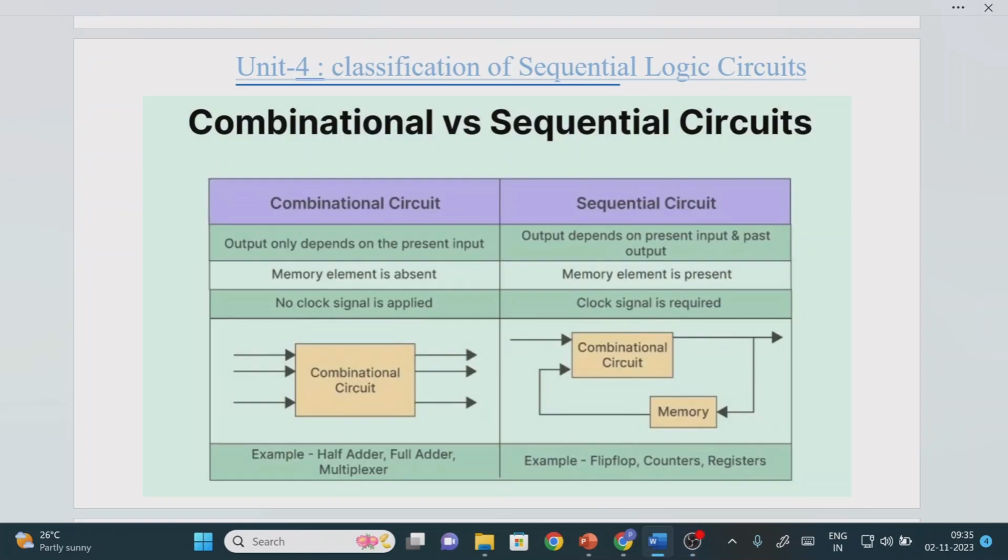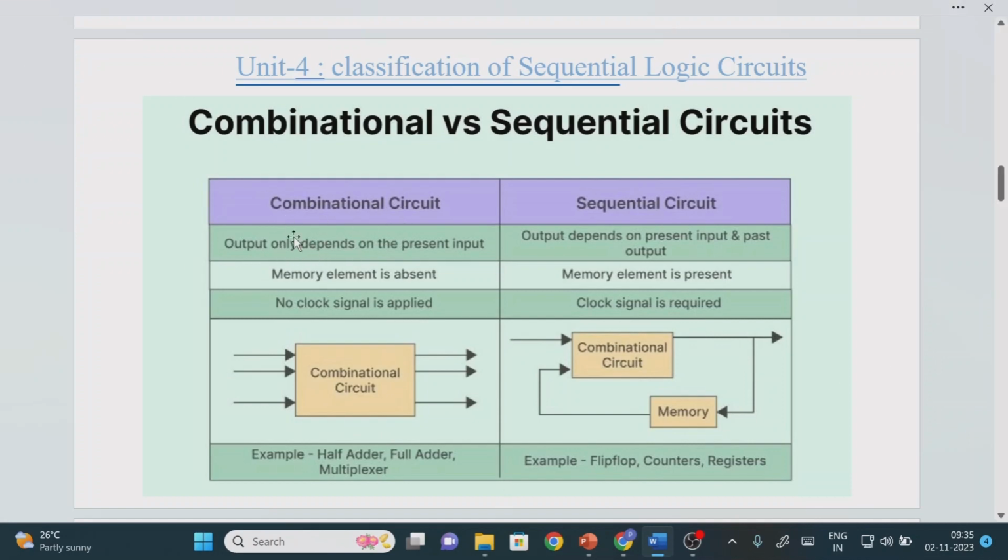Hello all, welcome back. In today's class, we are going to see the difference between combinational logic circuit versus sequential logic circuit. Later on, we'll see what the limitation of combinational logic circuit is and what the need is for going to the sequential logic circuit. If you observe here, we have the differences between the combinational and sequential logic circuits.